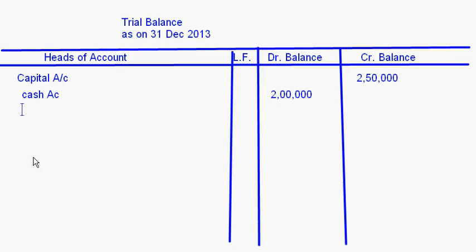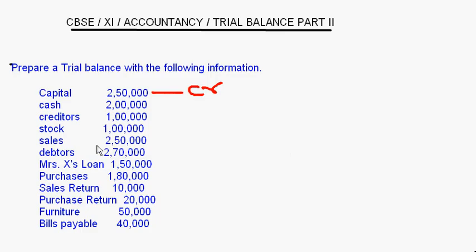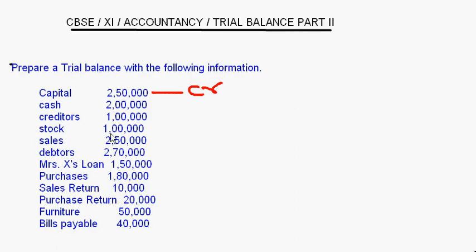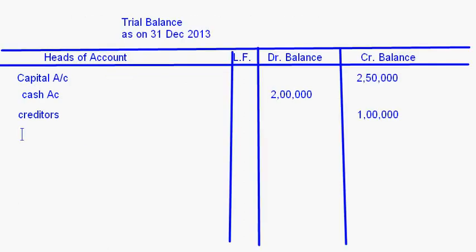Then creditors 1 lakh. Creditors is a liability, so it has got a credit balance. So creditors, the amount is 1 lakh, so we'll put it here. After this we have stock, which is an asset, it's 1 lakh again. So assets have got a debit balance, so stock will come here. This is 1 lakh, right?